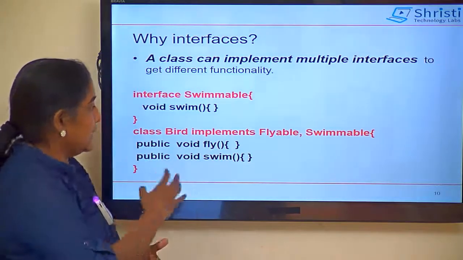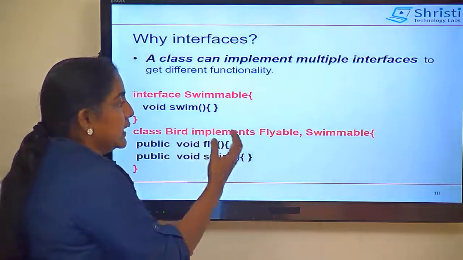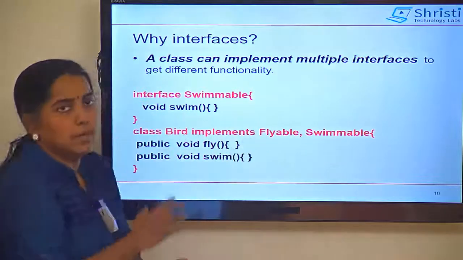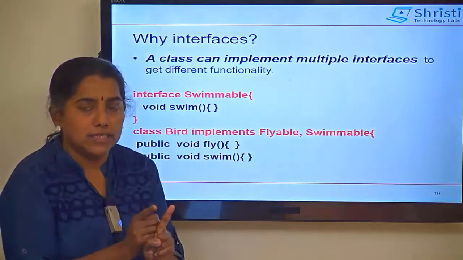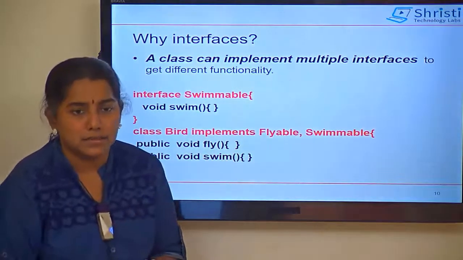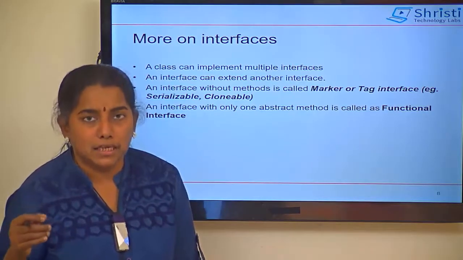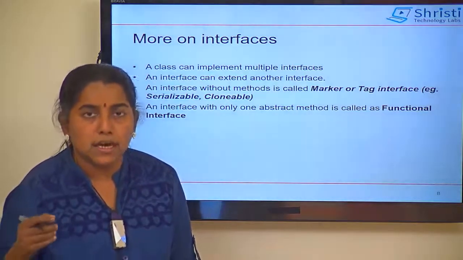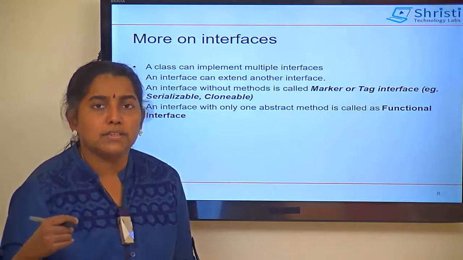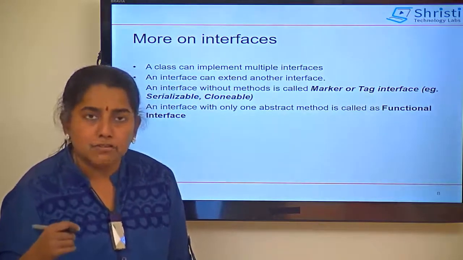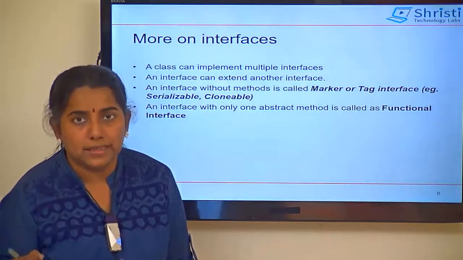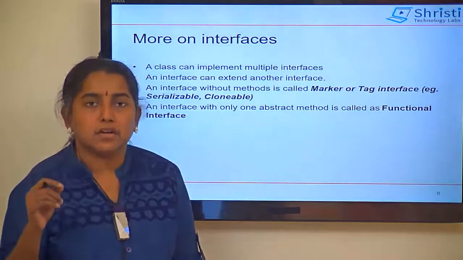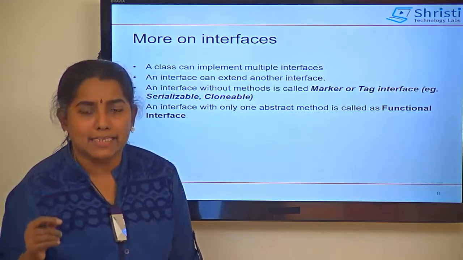One more example is given over here. Class Bird implements Flyable and Swimmable, meaning you are getting two functionalities for a single class. Now that we have seen why we need interfaces, let us also understand a few more things on an interface. An interface also can be without methods. These interfaces are called marker or tag interfaces.